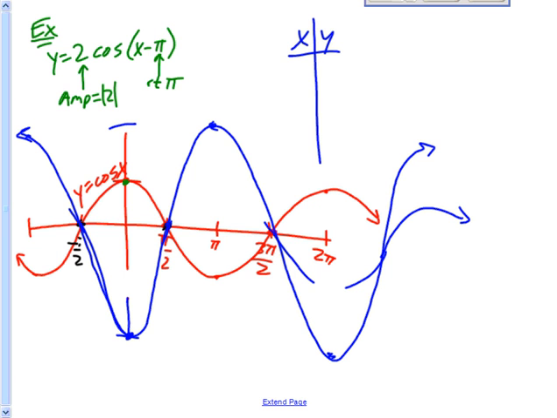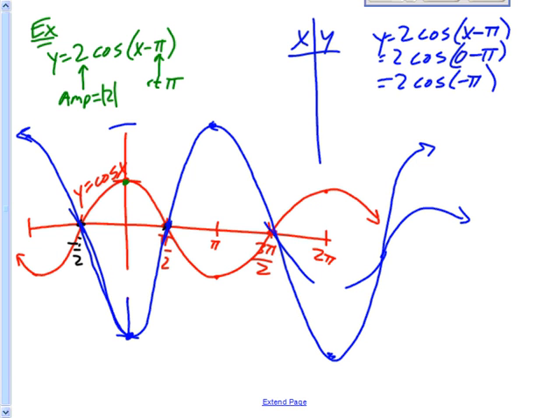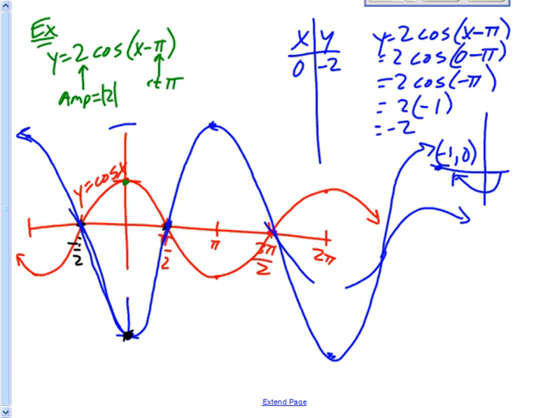You know, and again, checkpoints, right? So let's plug in 0. What does 0 give you? And you're like, well, cosine at negative pi, if you rotate negative pi, where are you at? You're at -1, 0. Cosine there is -1. So 2 times -1, -2, right? So we plugged in 0 for x, and it spit out -2. 0, comma, -2. You see it here in black? Boom, right there.